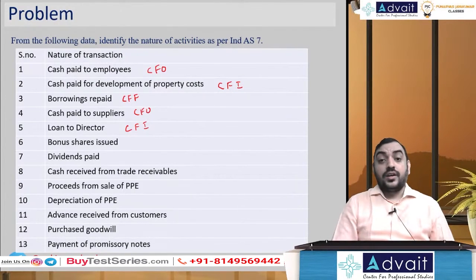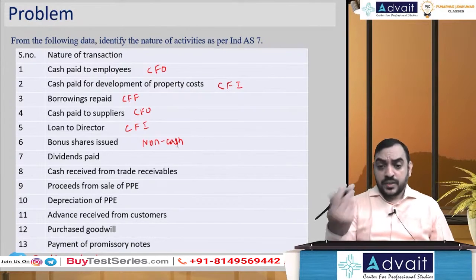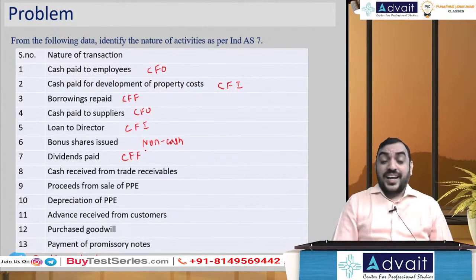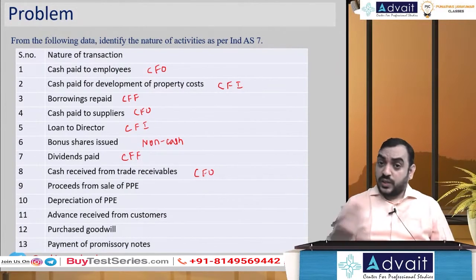Bonus shares issued, or shares issued for non-cash, right? Because there is no cash received, it is a non-cash transaction, so it will not be part of the cash flow statement. Dividends paid. Obviously, financing activities, relevant for the liability side. Financing activities, CFF. Cash received from trade receivables, normal course of business, operating activities. Proceeds from sale of PPE, sale of assets, so asset side, investing activity, CFI.